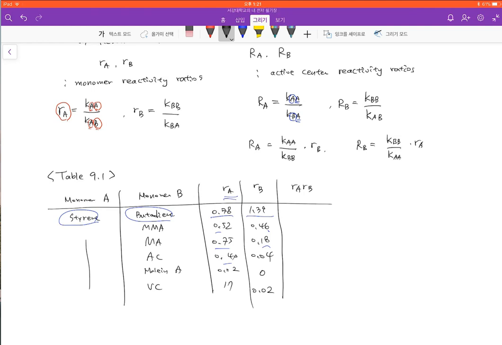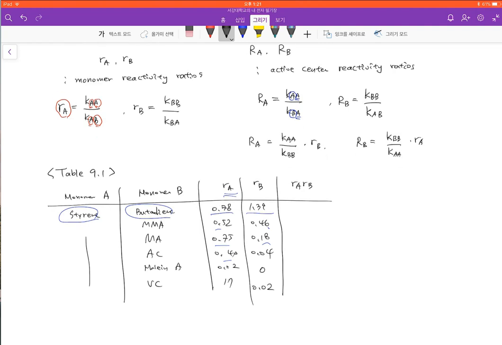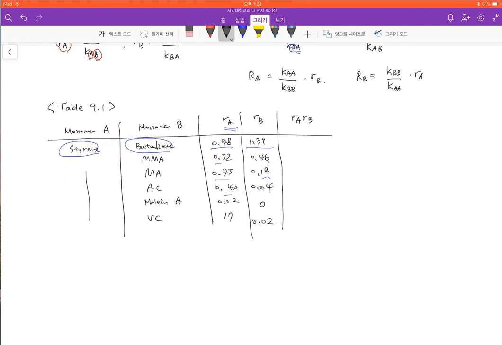Okay. Why? Let's see why. If you compare the chemical structure of these different types of monomer, you can understand why.